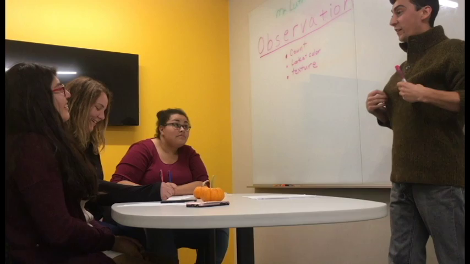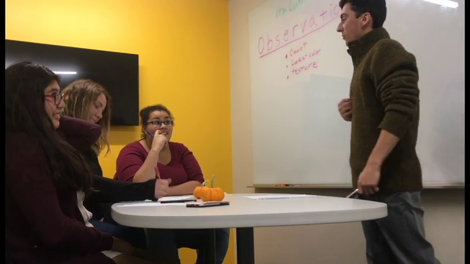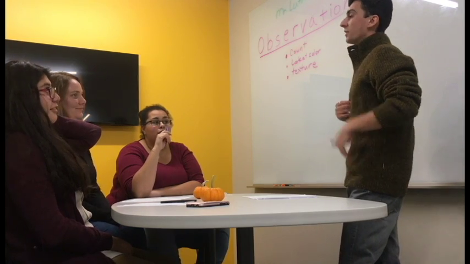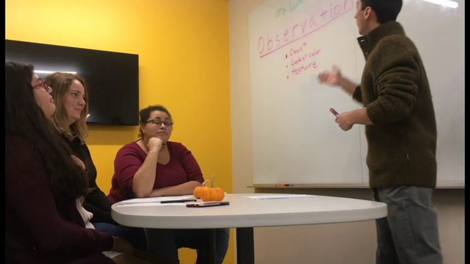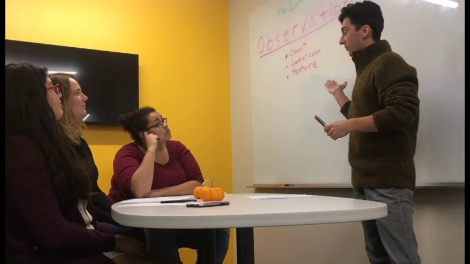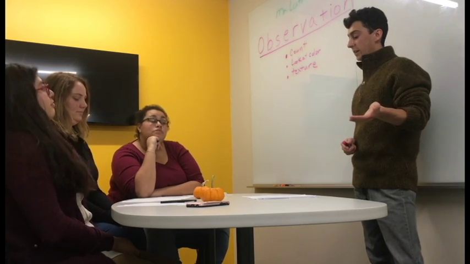So my sweater is fuzzy. That's the texture. And then color. What color is my sweater? Green, brown. Yeah, it's green and brown. That's good. And you can also look at shapes. This whiteboard is a rectangle.